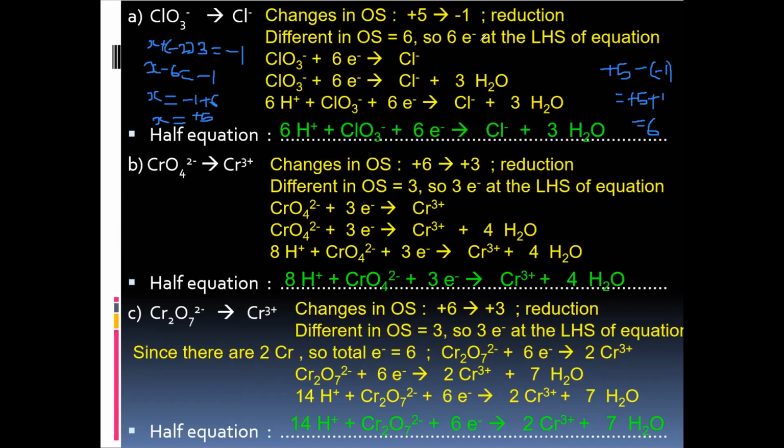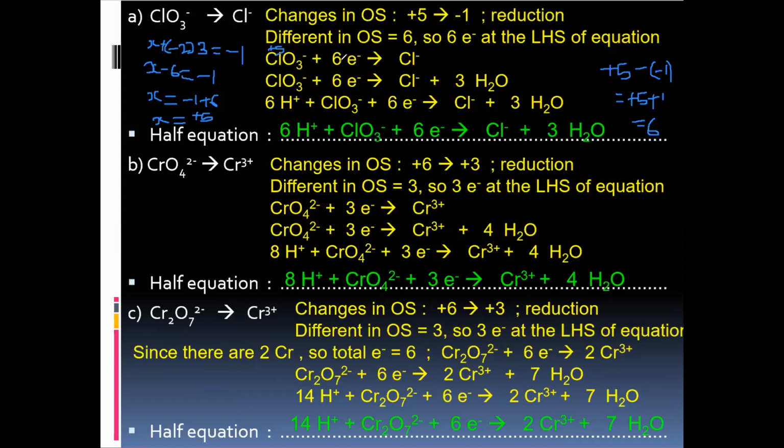So 6 electrons at the left hand side of the equation. So the meaning of that now is that the number of electrons that has actually been gained is 6, since that's the difference between the oxidation states. So how do I now balance it? I add 6 electrons to the left hand side because it is what? Reduction. If it's oxidation, I'll add it to the right hand side. Don't forget we said that before. So I'm adding it to the left hand side because this is where I have +5. The oxidation state here is +5.